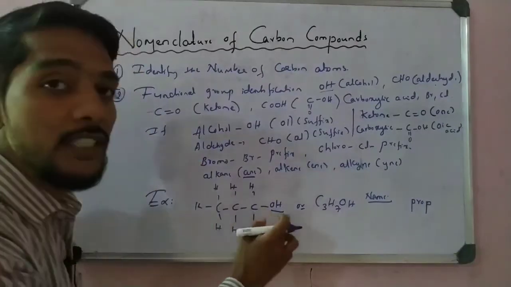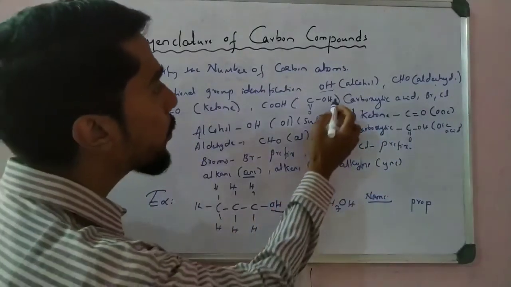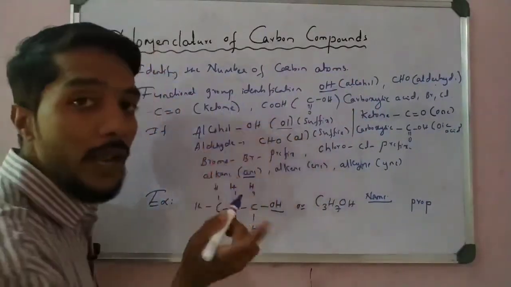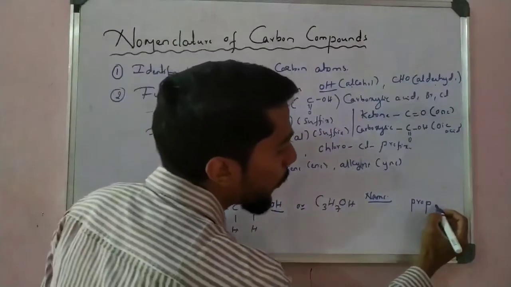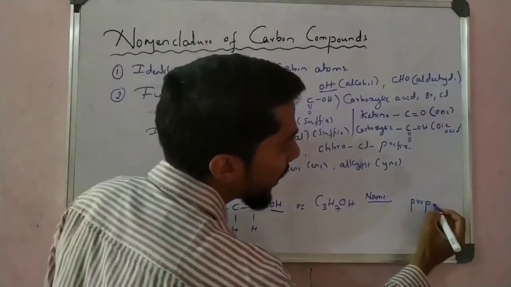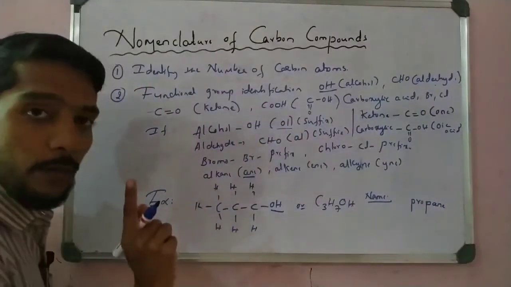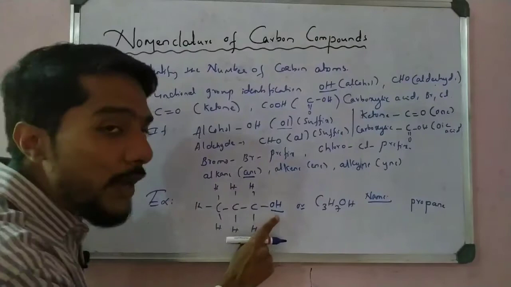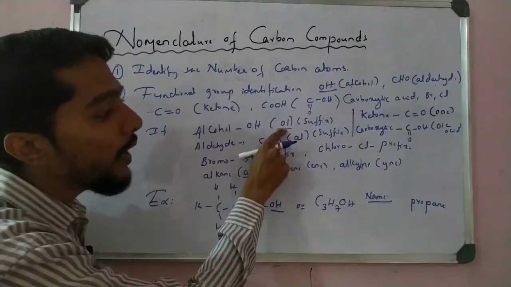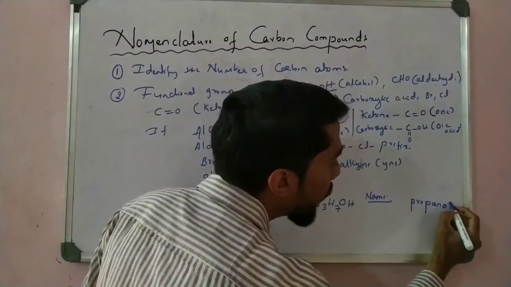OH is a suffix, after the last. OH means alcohol. If alcohol is present we write OL at the end. So what happened here? I can write propane. Why ANE? Because of the single bond, right? Now if OH is present, OH means OL. So how do we write OL? Remove E, and in the place of E we write OL.